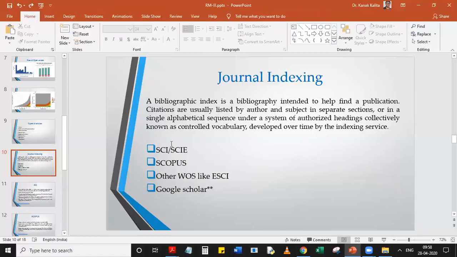So basically, some journals which maintain a specific quality criteria are shortlisted by the organizations that are in charge of this. Suppose the SCI, which we will study, is given by an organization called Clarivate Analytics. Suppose you have a particular journal. You go to Clarivate Analytics, fill up some documentation, and say that I have this journal and I want you to keep this journal in your database.